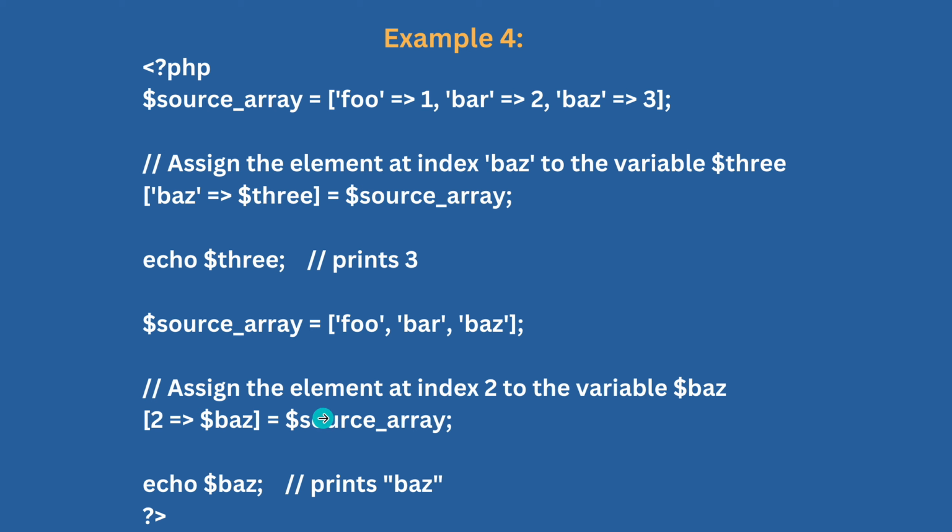So similarly, this one is the same thing, right? Here I have not given any index, but I am writing 2 here. So 2 is the index of bus. So I have to write 2, then a variable, and then assign the array. So what will this print? Bus.